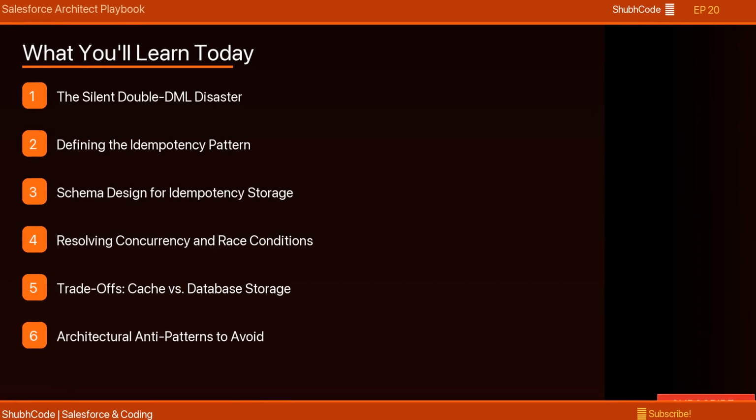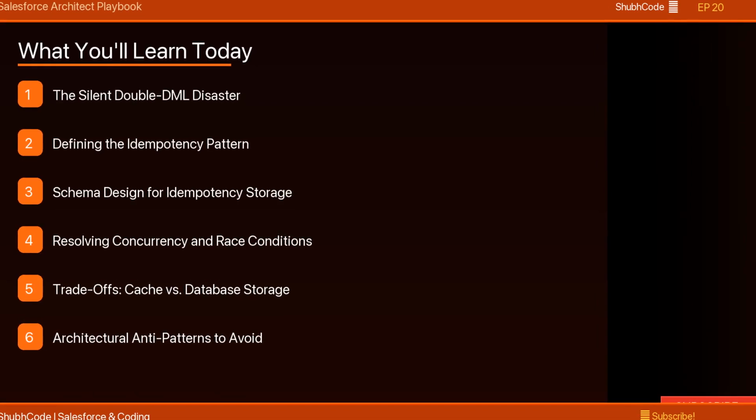Here's what we're covering today. The silent Double-DML disaster, then defining the idempotency pattern, then schema design for idempotency storage, then resolving concurrency and race conditions, then trade-offs, cache versus database storage, then architectural anti-patterns to avoid, then designing the idempotent Apex REST pattern, then the enterprise integration blueprint. Stay for the last one, it's the piece most tutorials miss.